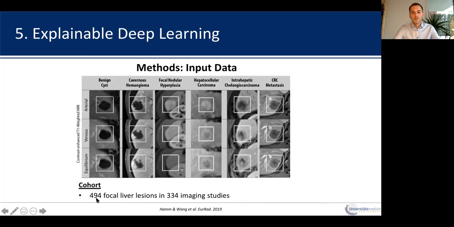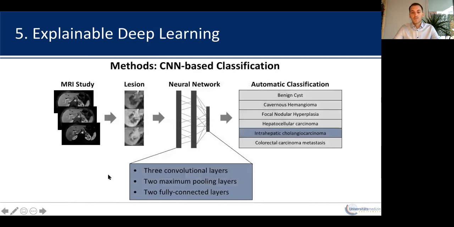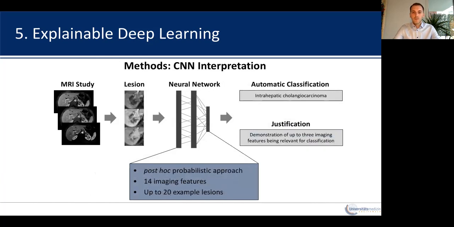In total, we included 494 focal liver lesions, and finally trained a deep learning system with 3 convolutional neural network layers, 2 maximum pooling layers, and 2 fully connected layers, with the task to differentiate among those 6 classes. In a second step, we then approached the interpretable aspect of the deep learning system with a post-hoc probabilistic approach by assigning 14 imaging features. All imaging features were supported by 20 example lesions, and we then investigated the relevance of these imaging features in the decision tree of the deep learning system by finally producing an output in which the deep learning system demonstrates up to 3 imaging features being relevant for the classification.